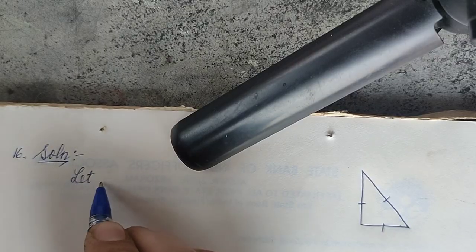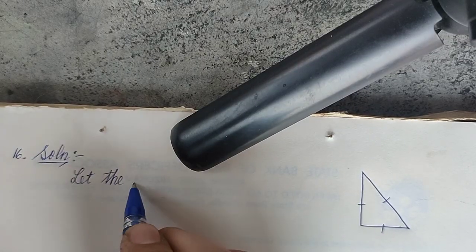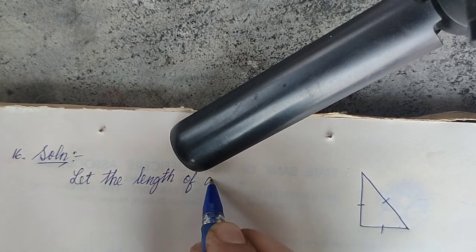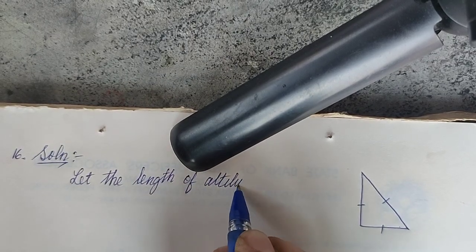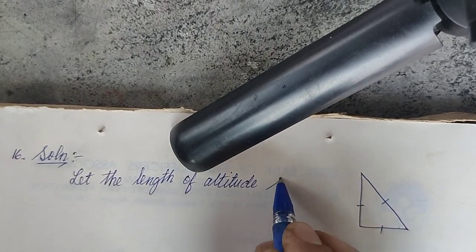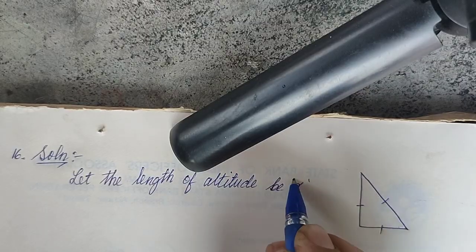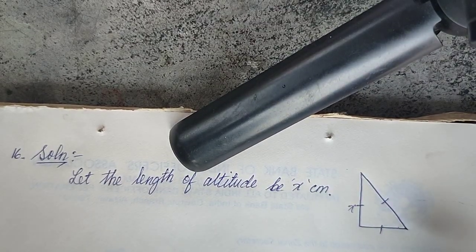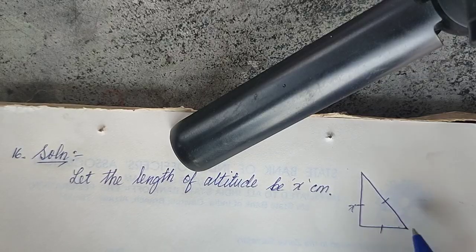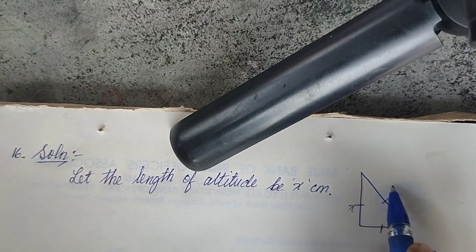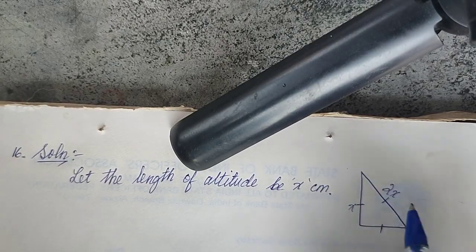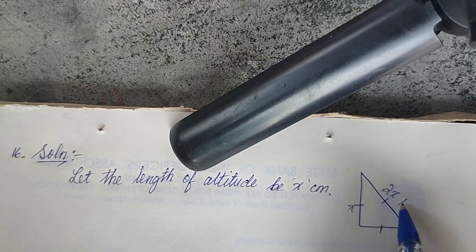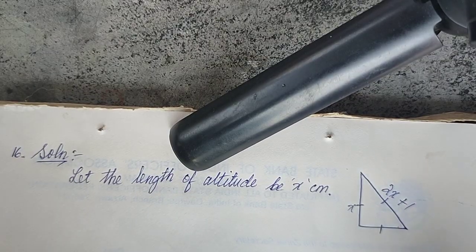Let the length of the altitude be x centimeter. Twice the altitude is 2x, and the hypotenuse exceeds it by 1 centimeter, so the hypotenuse is 2x plus 1.